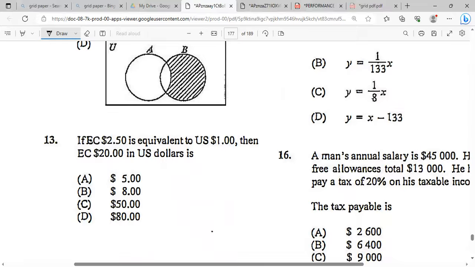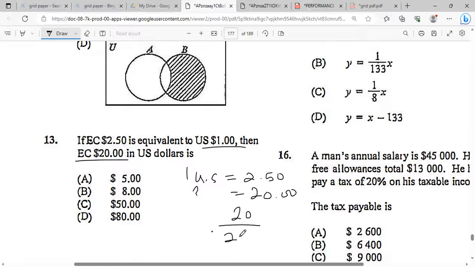Let's move on now. It says if Eastern Caribbean $2.50 is equivalent to US $1, then 20 Eastern Caribbean. So clearly we can see that 1 US equals $2.50. We don't know what the US is, but we know that it's supposed to be $20. So all we have to do is simply divide 20 by $2.50. We want 2 of this to make $5. 5 into 20 goes 4 times, so we multiply it by 2, so that would be 8.